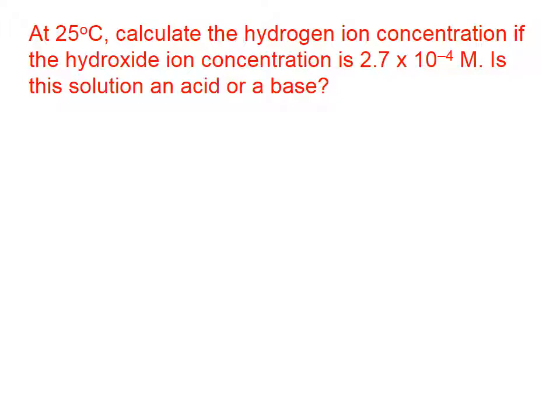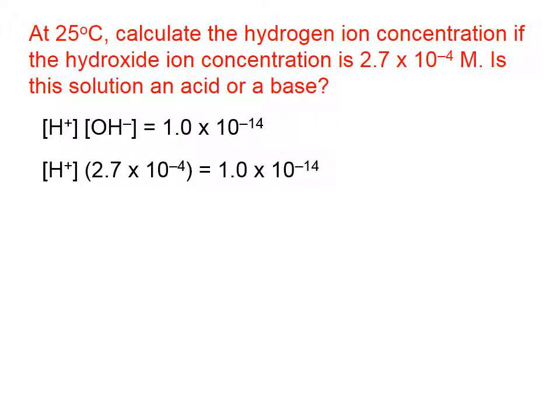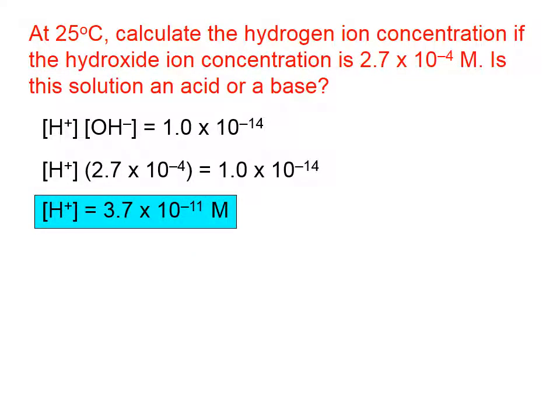Let's try a problem. At 25 degrees Celsius, calculate the hydrogen ion concentration if the hydroxide ion concentration is 2.7 times 10 to the negative 4th molar. Is this solution an acid or base? So we're going to use the equation that was on the previous slide. Hydrogen ion concentration times hydroxide ion concentration equals 1 times 10 to the negative 14th. The hydroxide ion concentration is given as 2.7 times 10 to the negative 4th, so we can calculate the hydrogen ion concentration, which has the unit molarity, as 3.7 times 10 to the negative 11th.